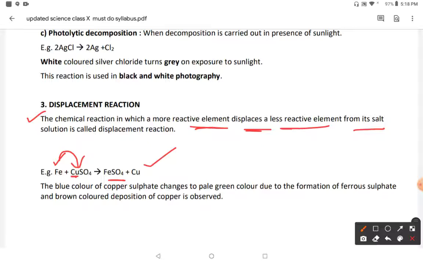So what is the color of copper sulfate? This is blue in color. So blue color copper sulfate changes to the pale green color ferrous sulfate solution, and brown color deposition takes place on the iron rod or iron nail. That brown color is the copper. Copper is observed on the iron nail when this reaction takes place.